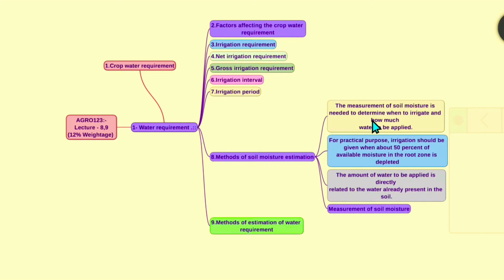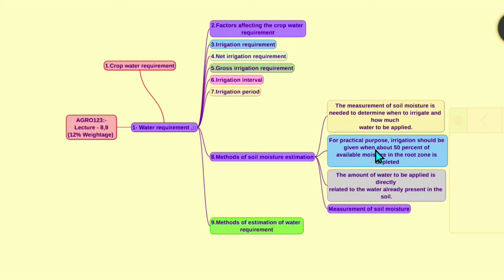The first one, we'll see information about soil moisture estimation. The measurement of soil moisture is needed to determine when to irrigate and how much water to be applied. म्हणजे कधी इरिगेशन दिलं पाहिजे आणि कसं ॲप्लाय केलं पाहिजे हे सांगतं सॉईल मॉइश्चर मेजरमेंट. हे गरजेचं आहे सॉईल मॉइश्चर मेजरमेंट करण्यासाठी, to determine when to irrigate and how much water to be applied.